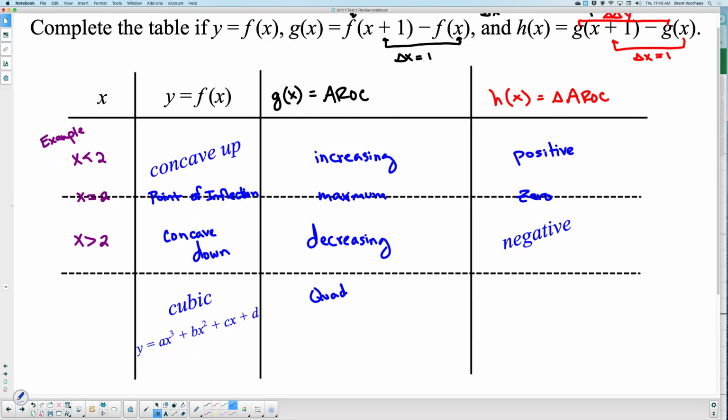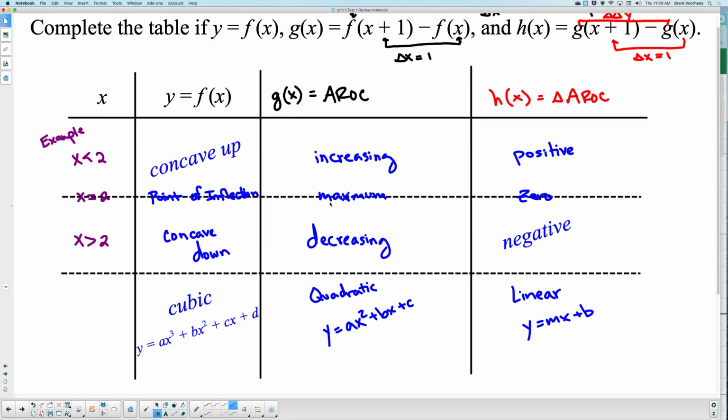You lose the highest degree. So this would be some type of quadratic function. So you'd be looking for something in the form of ax squared plus bx plus c. And what would that make the change in the average rate of change? Linear. Y'all remember that? It always goes down, which would be something in the form of y equals mx plus b. It'd be some type of equation like that. John, you with me?